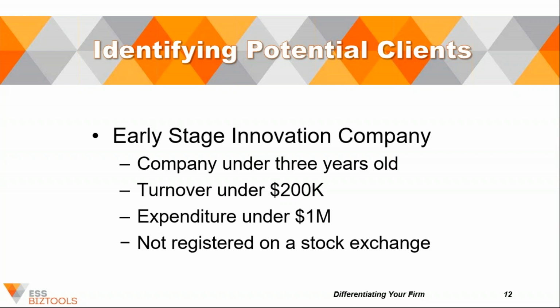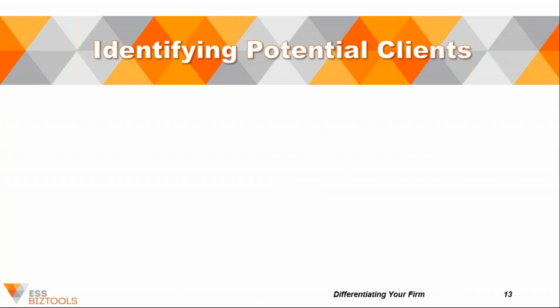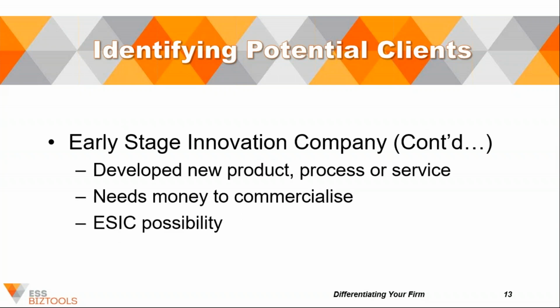Now, in the main, the company will be under 3 years of age, but in some cases they can be up to 6 years. That's covered in your material, so I'm not going to go through it today. The turnover in the last financial year has to be under $200,000, and that's a group turnover. Same with the expenditure. The group expenditure has to be under $1 million. And the company cannot be registered on a stock exchange anywhere in the world.